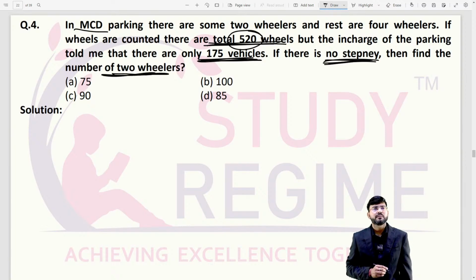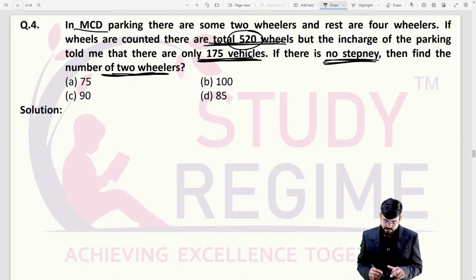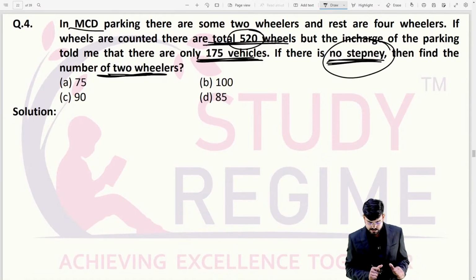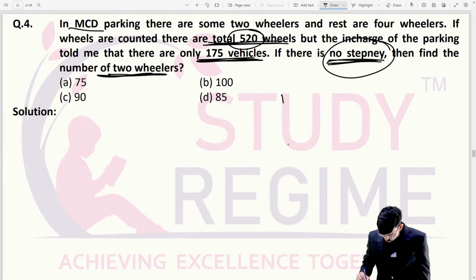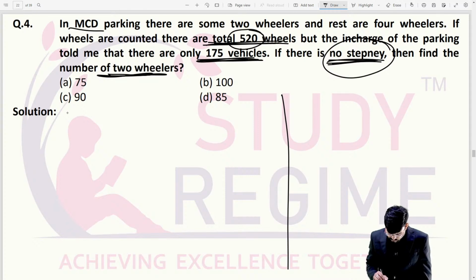Clear question? What is the question asking? In an MCD parking, there are some 2-wheelers and the rest are 4-wheelers. If wheels are counted, there are a total of 520 wheels. But the in-charge of the parking told me that there are only 175 vehicles. Find the number of 2-wheelers. Okay. Let's proceed. How to proceed with this question? It is given in the question that the in-charge is saying how many total vehicles there are.